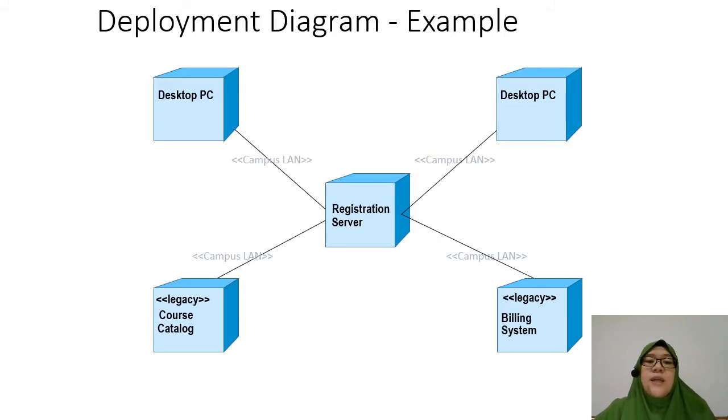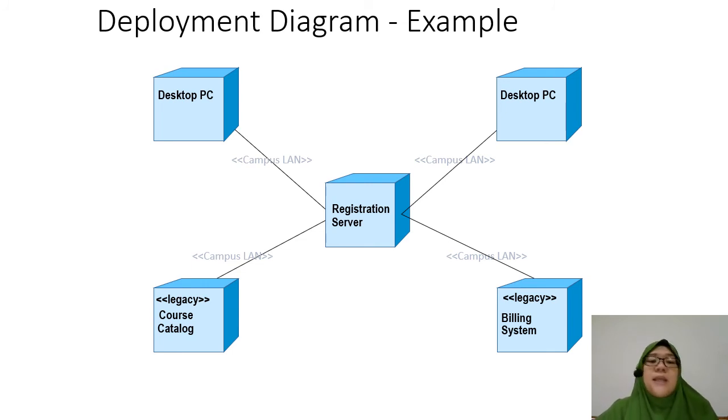So you have your client PCs, desktop PCs, and you have a server, right? So your server has to go through your local area network to actually access your cost catalog in your billing system. So this deployment diagram is saying that your cost catalog and your billing system is legacy software. It means that it's a very old software. It has been phased out.